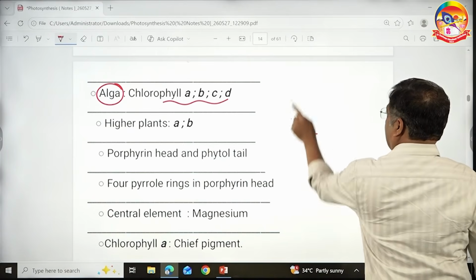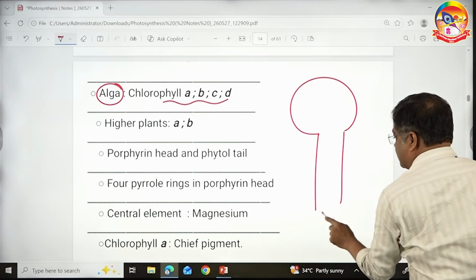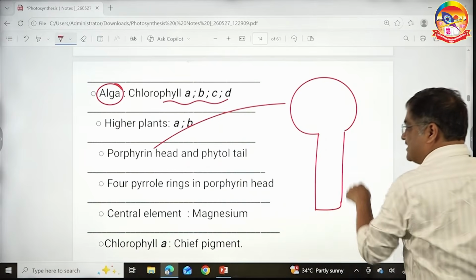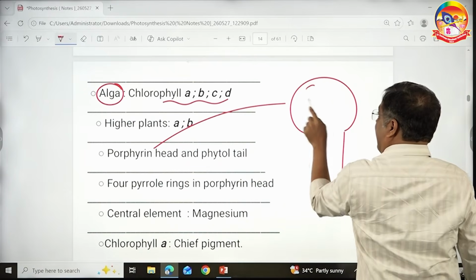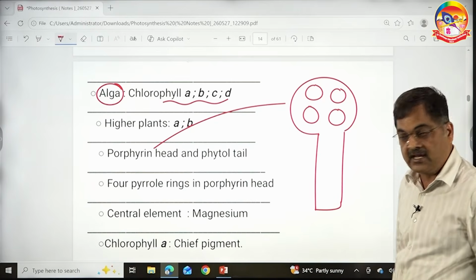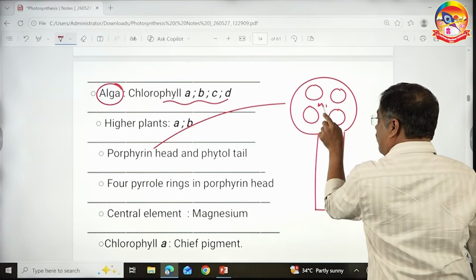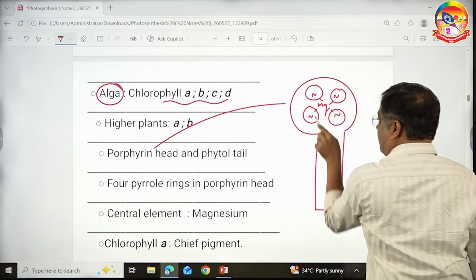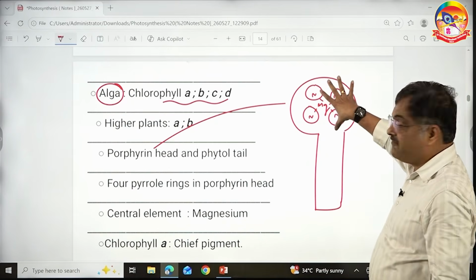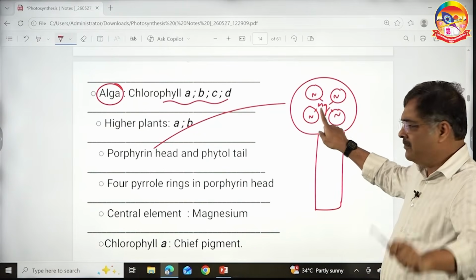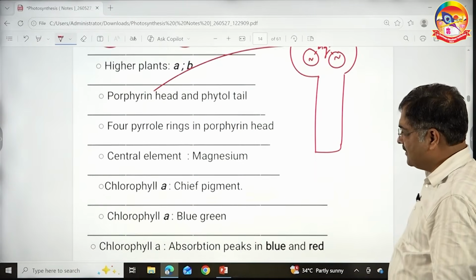The head of chlorophyll, if you look at this, looks like a tennis racket. The head of chlorophyll is called the porphyrin head, and the tail is said to be the phytol tail. This head contains 4 rings, and these 4 rings are said to be pyrrole rings. The central element in these 4 rings is magnesium. It is joined to nitrogen present in these 4 pyrrole rings. So this is the porphyrin head, and this is the phytol tail. Just remember one point, magnesium is present in the center.